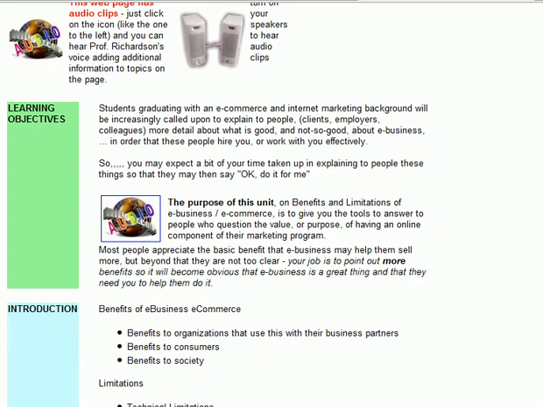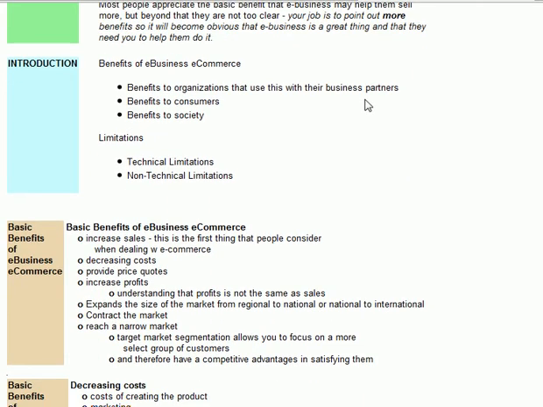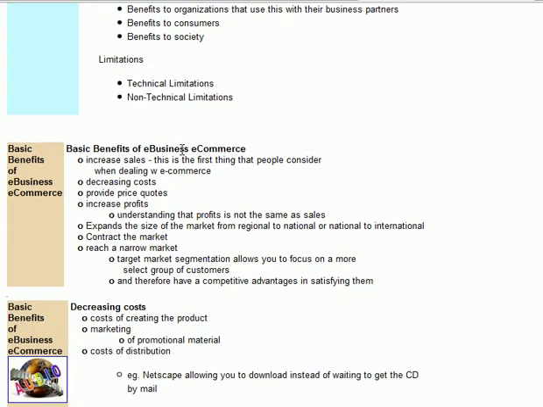The main reason why we have such a page is to better explain to people the broader range of things that internet marketing and a website can do for you, other than just simply helping you sell more. There's a whole bunch of other things, and also by explaining the limitations, you can be more honest in telling people what the things are that can't be done for them. So I've divided this into several parts: benefits to organizations, consumer society, and limitations divided into technical limitations and non-technical limitations.